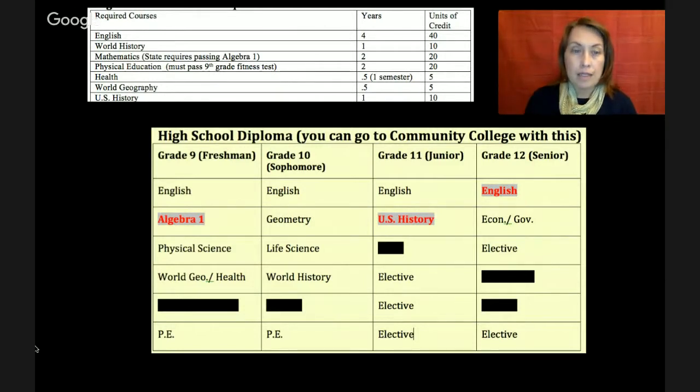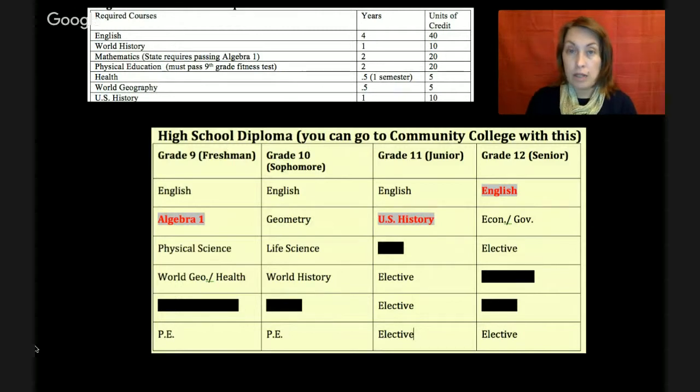Then I've got mathematics, and the state requires that you pass Algebra 1. So if you're not in Algebra 1 right now, you need to pass it before you can graduate. If you look, I've placed Algebra 1 in the 9th grade column. You should be taking care of that during your 9th grade year. Now this is important because right now you're taking a math class that is most likely preparing you, or trying to prepare you, for that Algebra 1 class.